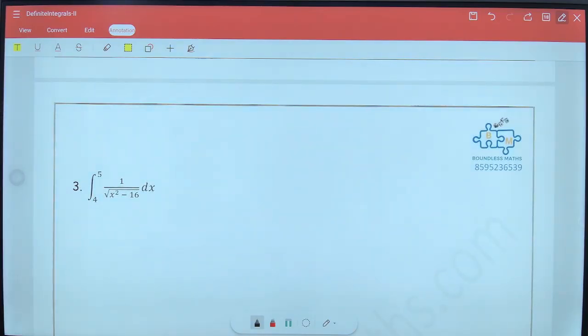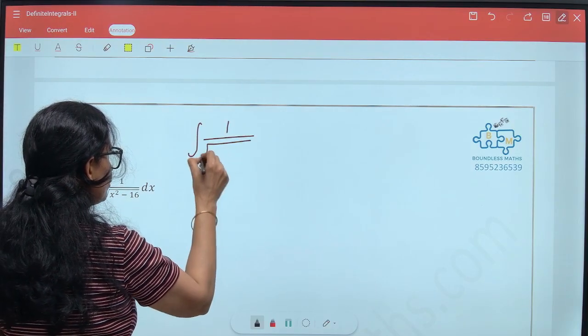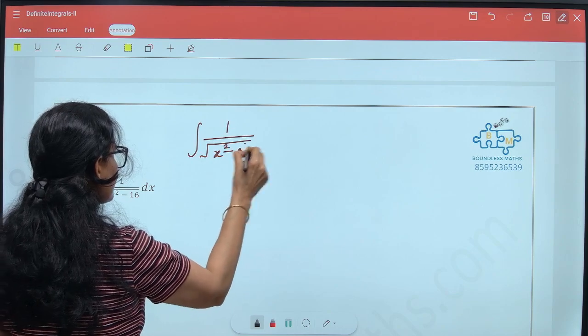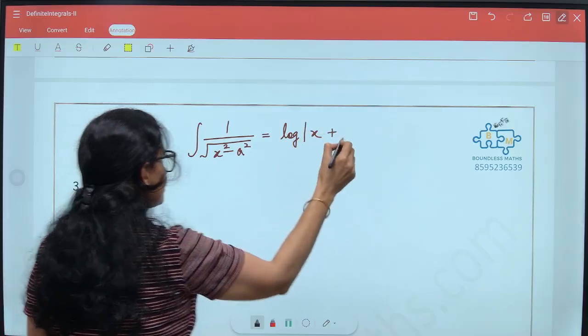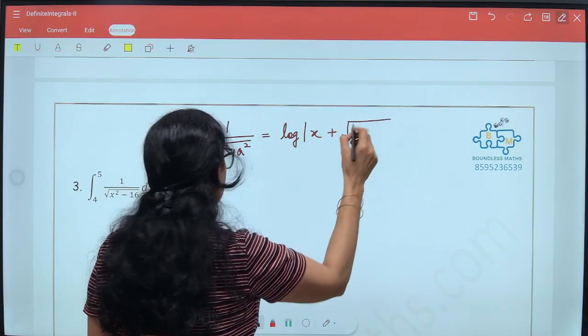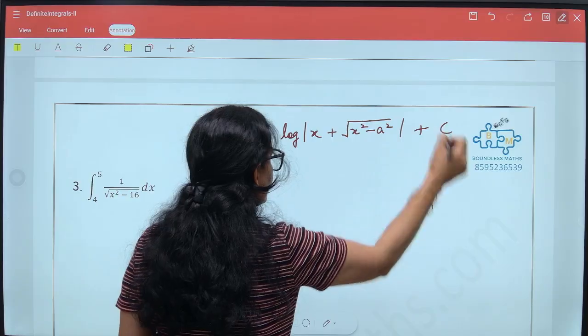The next question is integral of 1 upon square root of x square minus 16. Now in indefinite integrals we have already seen some standard formulas that can be used for integration. In this case here we are going to use one of those formulas, that is integral of 1 upon square root of x square minus a square equals log of x plus the entire radical expression as it is, x square minus a square plus constant of integration.